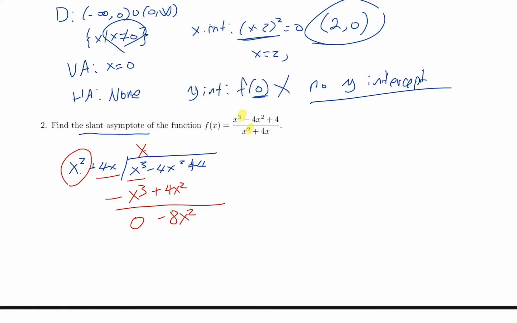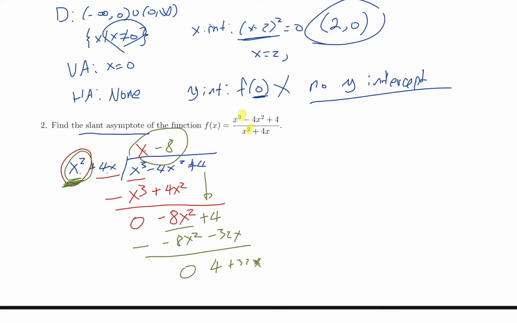Now we look at what we have to multiply. Okay, let me bring this 4 down, plus 4. What do I have to multiply to x squared to get negative 8x squared? Negative 8. Then I get negative 8x squared, and 4x times negative 8 gives me negative 32x. So if I subtract this to get 0, then I have 4 minus negative 32x, which is 4 plus 32x. And this is as far as we can go, because now I cannot multiply anything to x squared to get x, right? So this is the quotient, and this is the remainder.